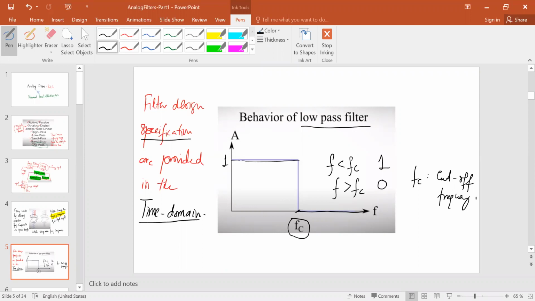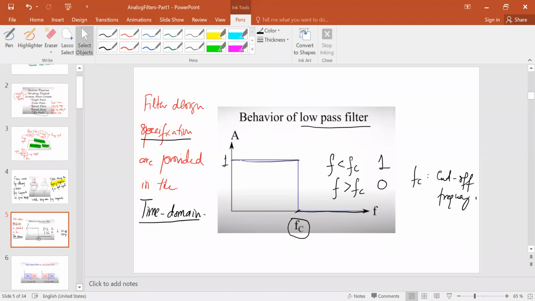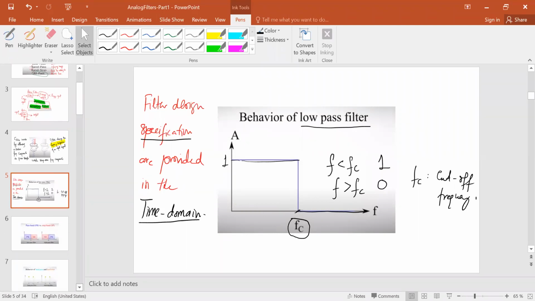So now we have to figure out the filters which can adopt this behavior. But keep in mind, this is an ideal behavior. Filters will never adopt the ideal behavior, but they will come closer to this behavior.